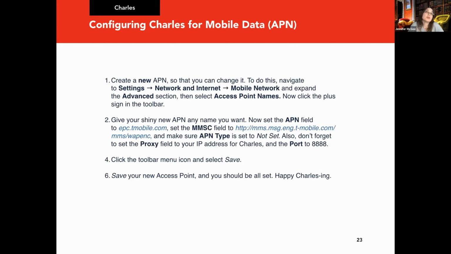However, you can just create a new one and use the same data as in the other one. But the important part is set the proxy to your IP address for Charles and the port to your port 8888. Then you go to the toolbar, click save, and you save your access point, and you should be ready to go. It's a very involved process, but when you're banging your head against the wall trying to get Charles to work with your proxy, it can be worth it.